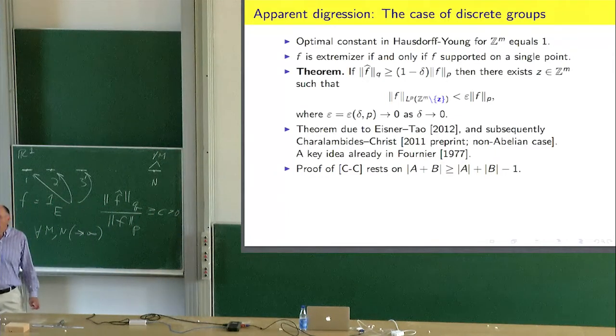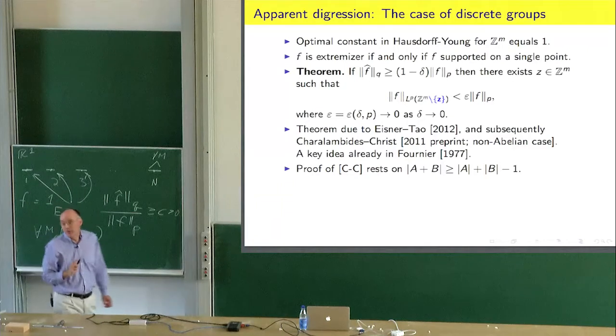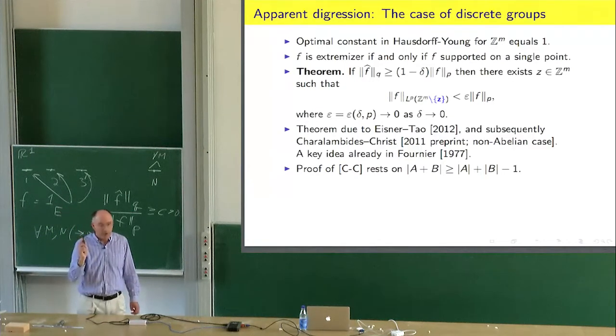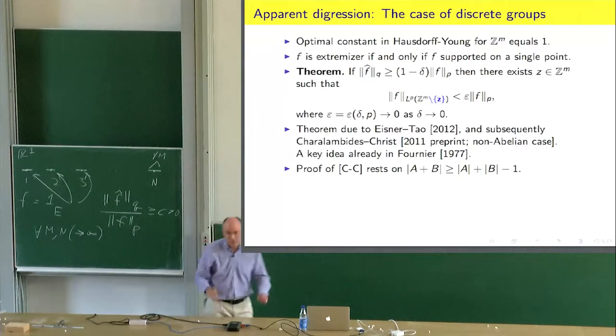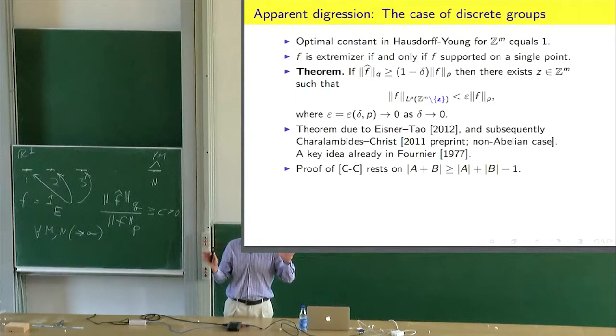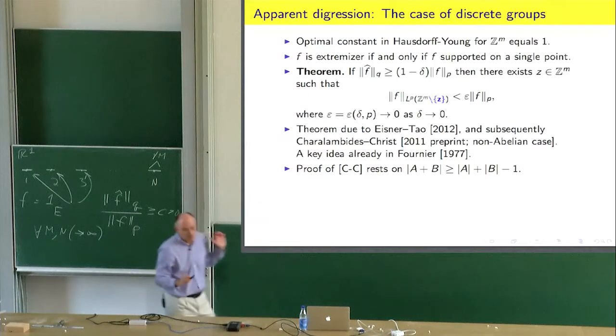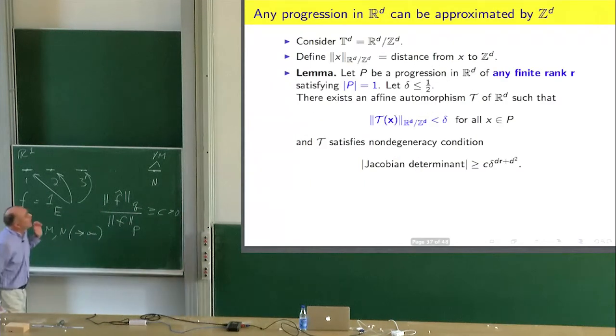So in any case, if you have a discrete group, the only way to nearly extremize is to be supported on a single point. Okay? To be nearly supported on a single point. So I want to emphasize this because this will be absolutely decisive in the proof. Okay. All right.